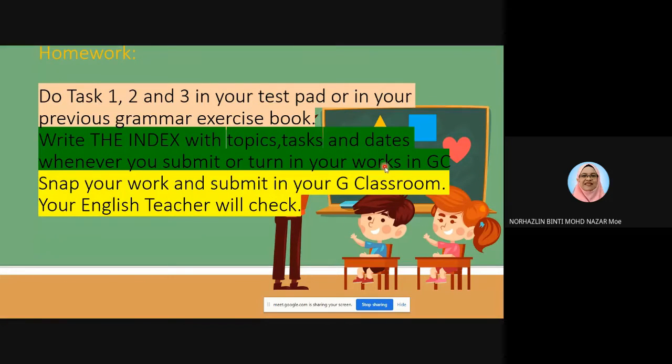Write the index, you must write the index. If you're using your textbook, it's compulsory to have your index. The first two pages as usual, you have number, topic, task and date, whenever you submit or turn in your GC. Then snap your work and submit in your Google Classroom. It means you do your homework in your exercise book, with the index all there, and then the first two pages again. Then you snap and share in Google Classroom.